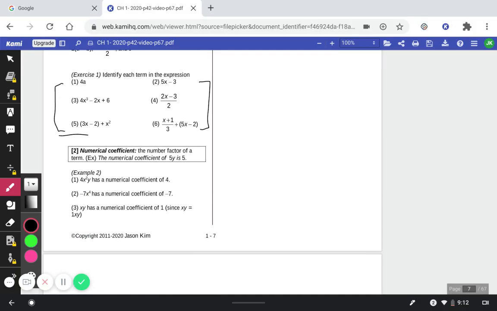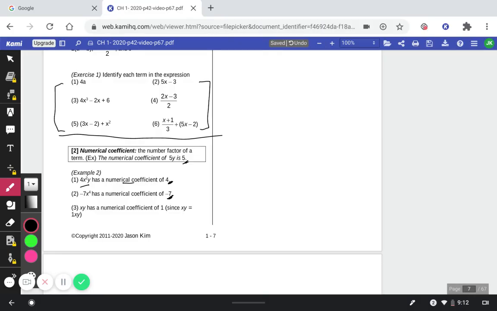Now, numerical coefficient. The number factor of the term is the numerical coefficient. For example, the numerical coefficient of 5y is 5. So the number portion only we call the numerical coefficient. So in example 2, number 1, 4x squared y, the numerical coefficient is 4 only, number only. Negative 7x to the fourth has a numerical coefficient of negative 7. So the numerical coefficient contains signs as well.